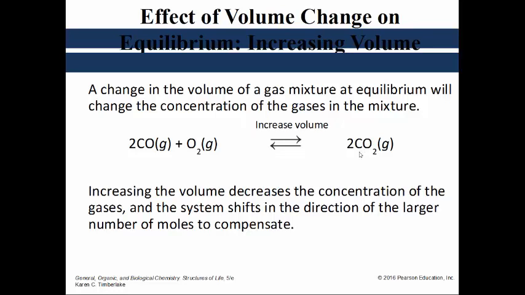Now for the opposite of that, if you increase the volume of gases in an equilibrium reaction like this, you will decrease the concentration of the overall gases. So therefore the system will shift toward the direction of the larger number of moles to compensate. We still have the same reaction, 2 and 1, so 3 moles over here and 2 over here. So if you increase volume, you will cause the concentration to go down, and therefore it will be shifted toward the direction of the larger number of moles, which would be over here toward the reactant.